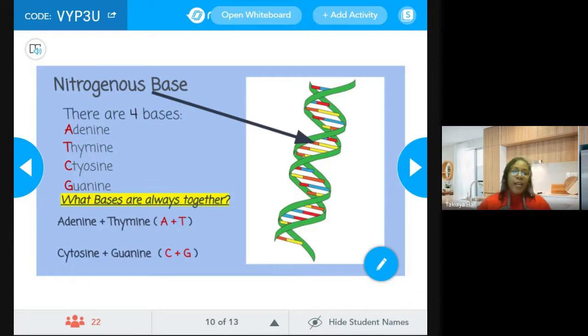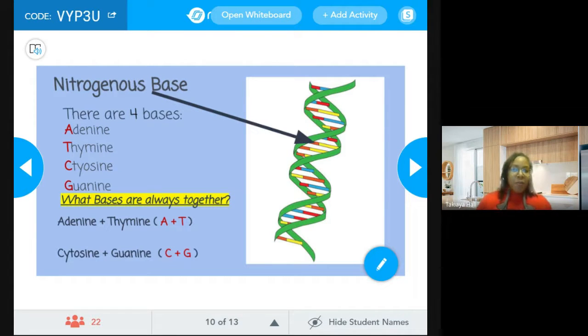All right. And so what bases are always together? Well, adenine always pairs with thymine, and then cytosine always pairs with guanine. Unless we're talking about RNA, where adenine will actually pair with uracil, but we're talking about DNA, all right? And so hopefully you guys will be able to remember what pairs with what.